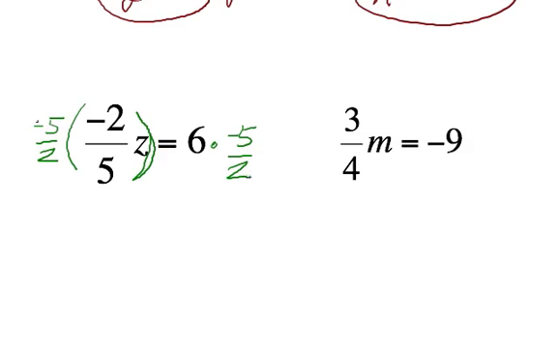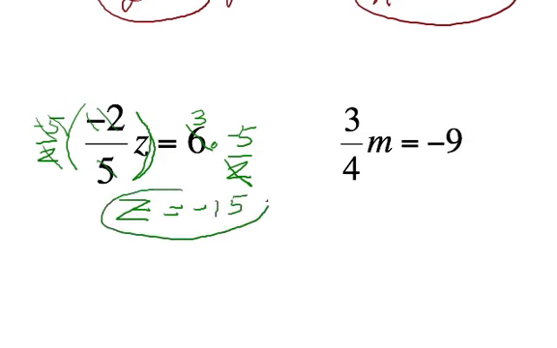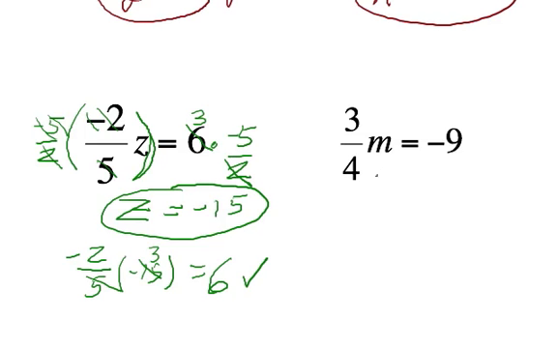Then we simplify. The 5's cancel, the 2's cancel, and the negatives cancel. We're left with z equals, now 6 times 5/2. Some people say the 6 and the 2 cancel, leaving a 3, and we're left with 3 times negative 5, which is negative 15. And this is our final answer. If we want to check, we simply plug in to the original problem. Negative 2/5 times negative 15, well, 5 and the 15 cancel, the negative 2 times negative 3, that in fact equals 6. Now you try it. Solve this equation on the right.